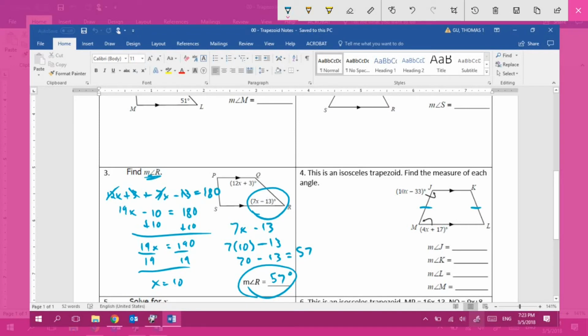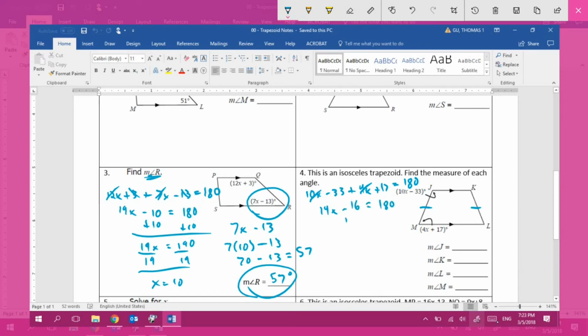Now, what equation could I write to find x? It's the same idea. You can take this angle right here, J, plus the measure of angle M. These two should add up to be 180. So we're going to write 10x minus 33 plus this angle down here, 4x plus 17 equals 180. First, we're going to combine like terms. 10x plus 4x is 14x. Negative 33 plus 17 is minus 16. Equals 180.